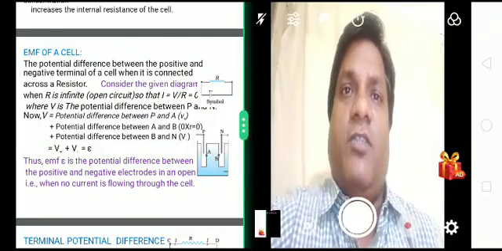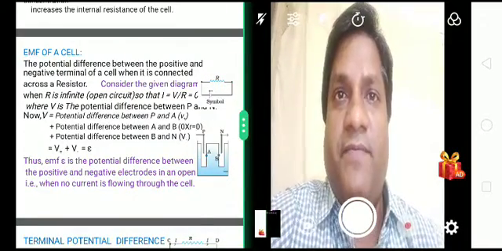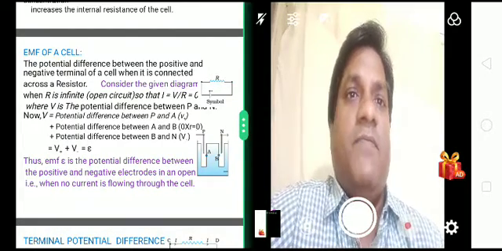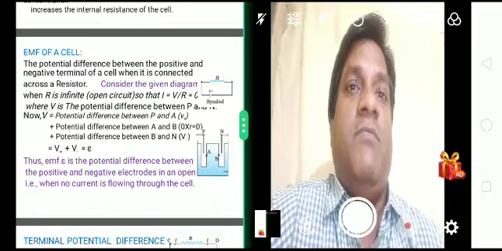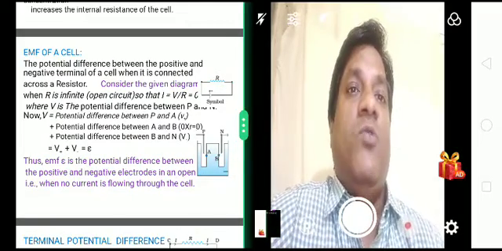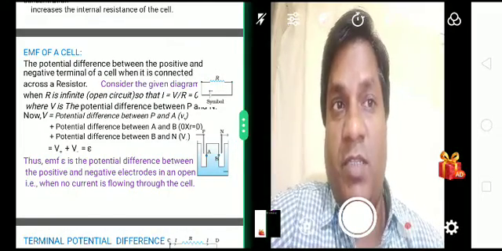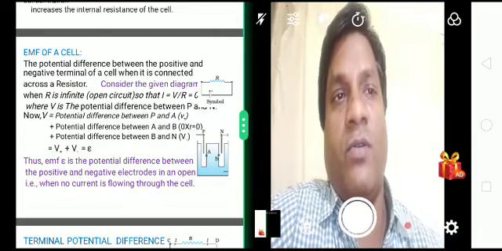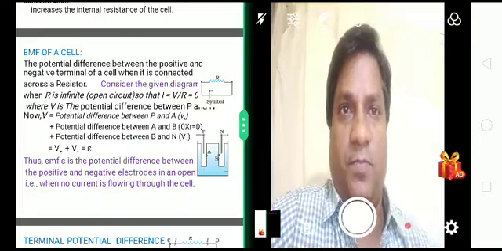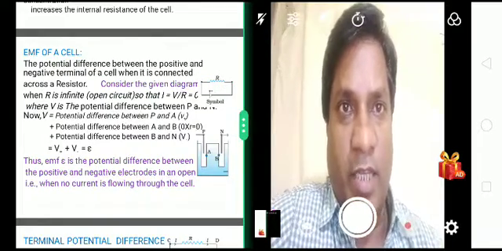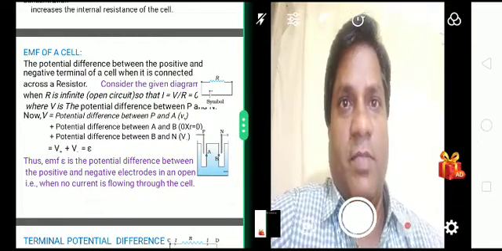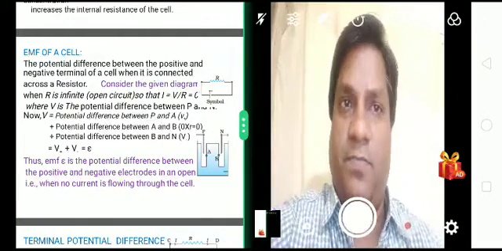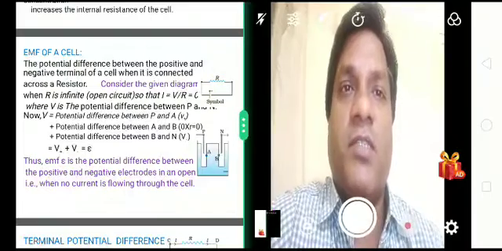Now let's come to the next term, that is the EMF of a cell. The EMF is the potential difference between the positive and negative terminals of a cell in an open circuit. Open circuit means when it is not connected to a load resistance or external resistance. Now see the diagram. In the diagram, if the resistance is infinite, that means it is an open circuit.